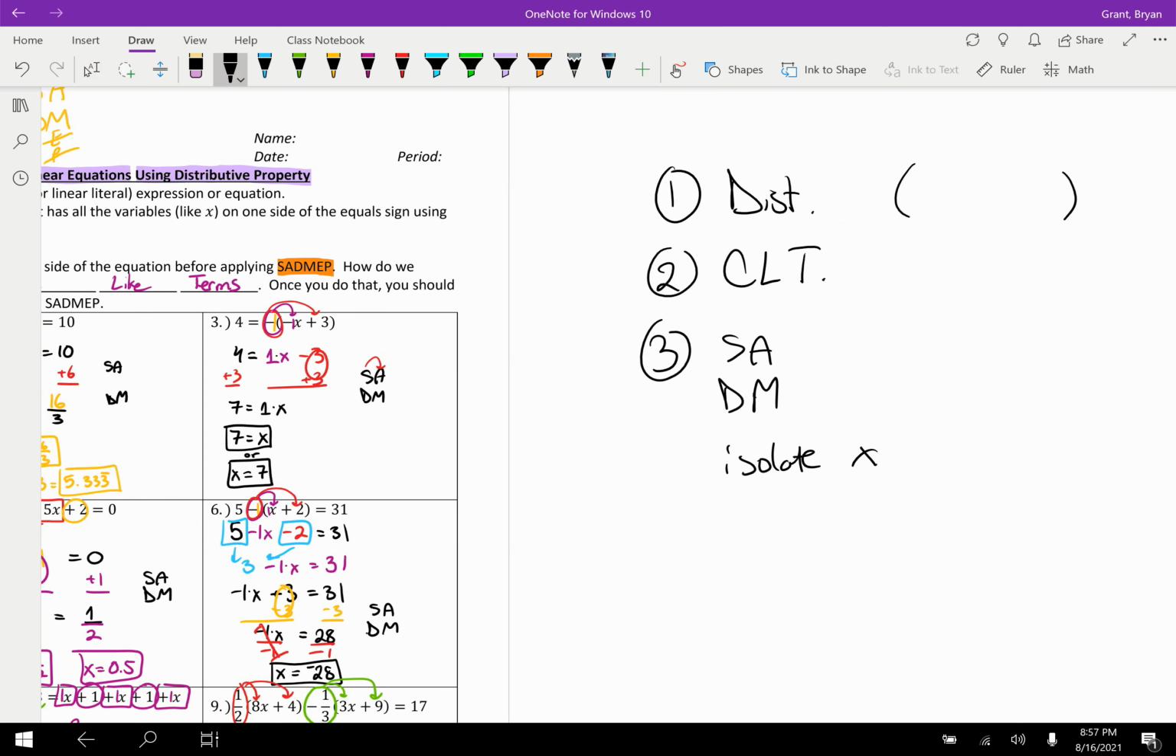Those are the same 3 steps we're going to see day in and day out, not just in Algebra 1, Unit 1, but in every unit we do, and in geometry, and in Algebra 2, in any math class. Those are the important big 3 steps. Distribute, combine like terms, SADMEP.